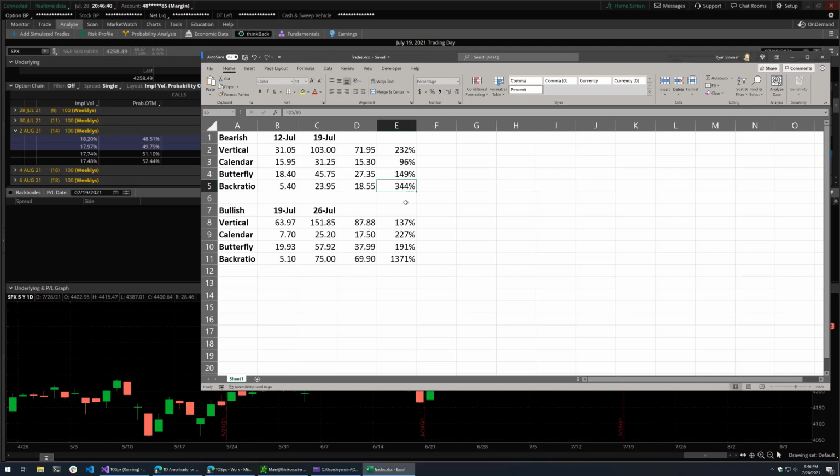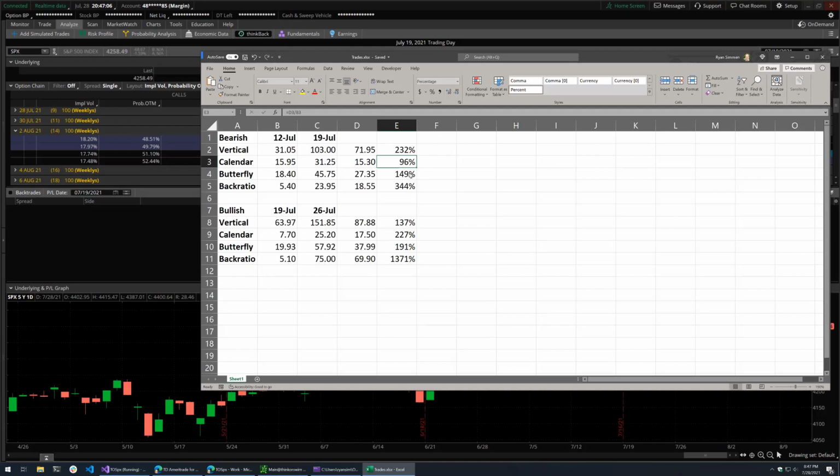One thing I wanted to point out, the calendar did much better on the upside. Of these three, which I would consider safer trades, the calendar actually performed pretty well on the upside because the volatility was working in our favor, whereas it performed the poorest on the downside.